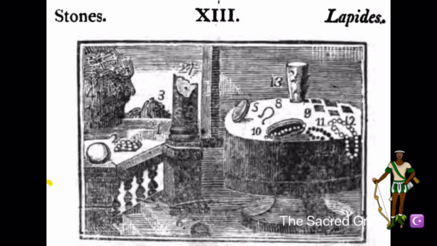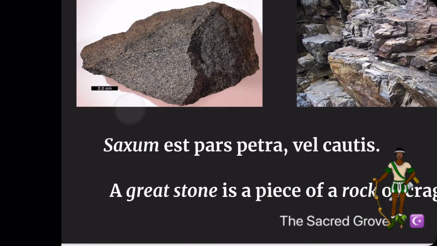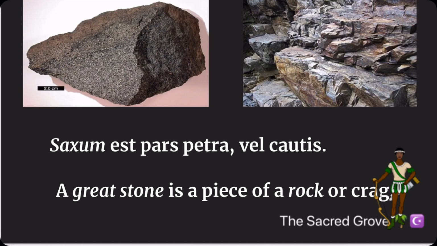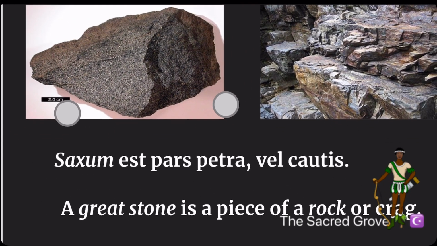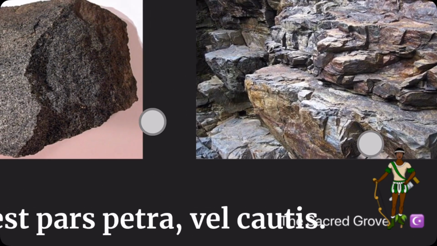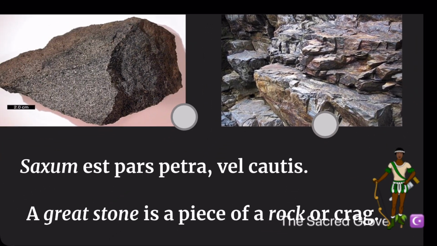Let's continue. We've got lapides, stones. Saxum es pars petrae, vel cautis. A great stone is a piece of a rock or crag.